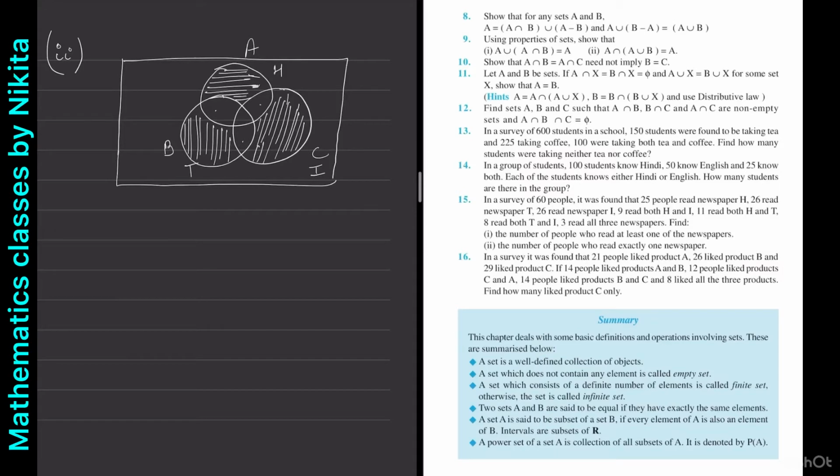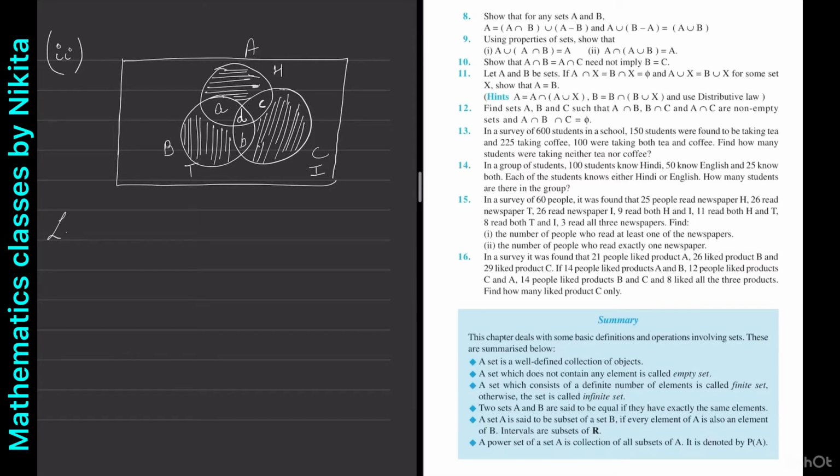So first of all, suppose this is A, that means A is basically the number of people who read only H and T. ठीक है, हमने ये वाला पोर्शन नहीं लिया है. So only H and T. And let B denote the number of people who read only T and I, and C denote the number of people who read only H and I, and D is the number of people who read all the three.